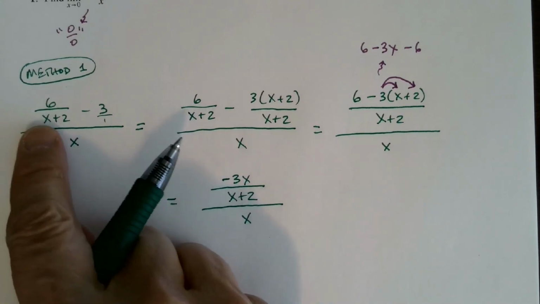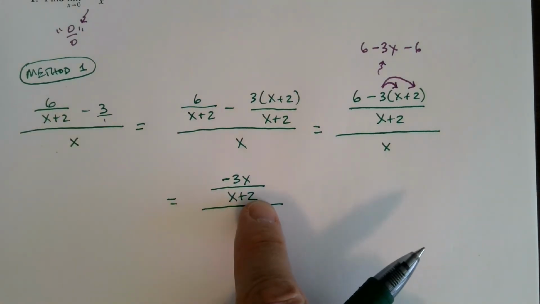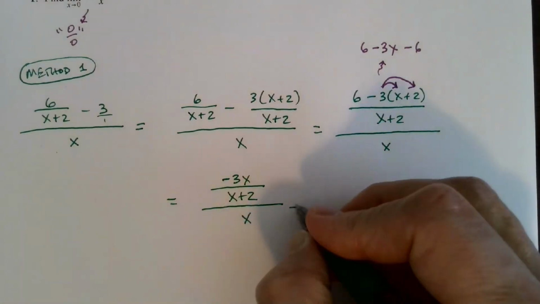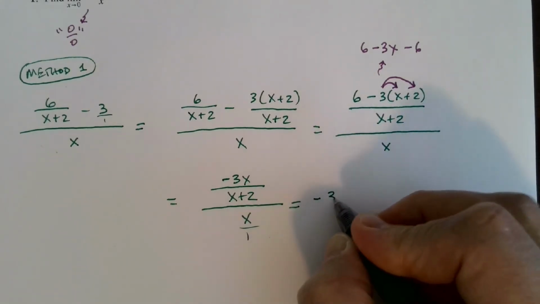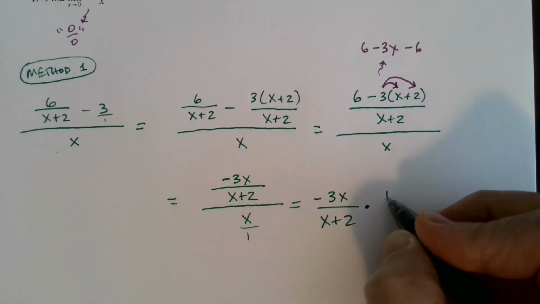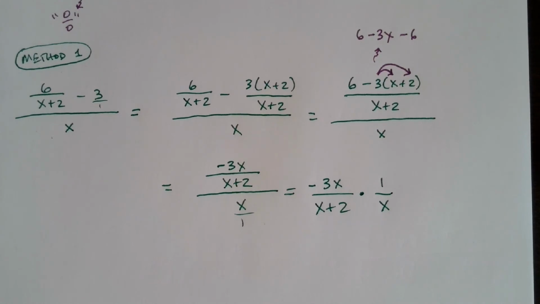Right? So 6 divided by x plus 2 minus 3 is the same as negative 3x divided by x plus 2. Now, how do I divide that by x? Well, remember, this is the same as x over 1 if you want to think about it that way. Dividing by a fraction is the same as multiplying by what? The reciprocal. The reciprocal of x, or x over 1, is 1 over x.